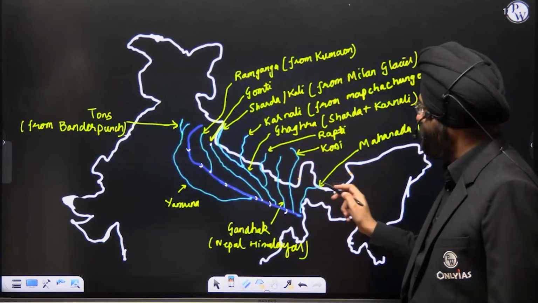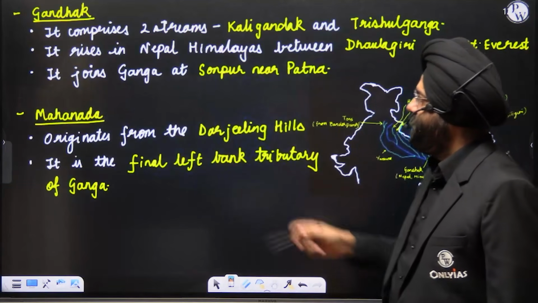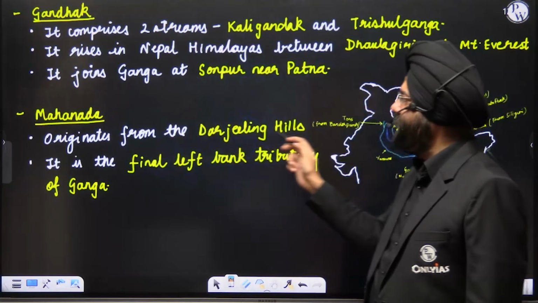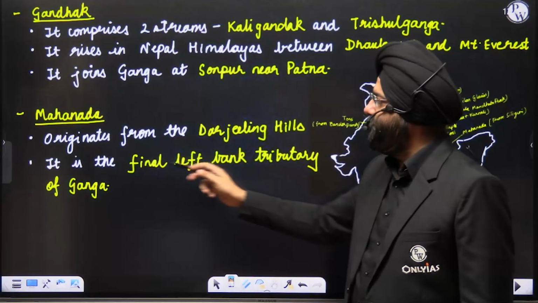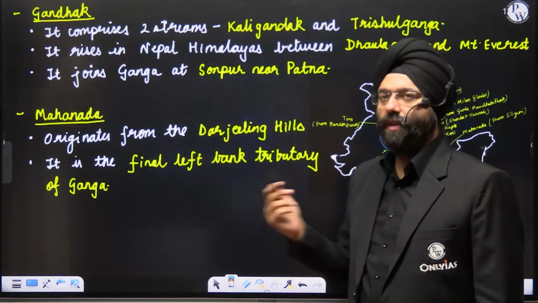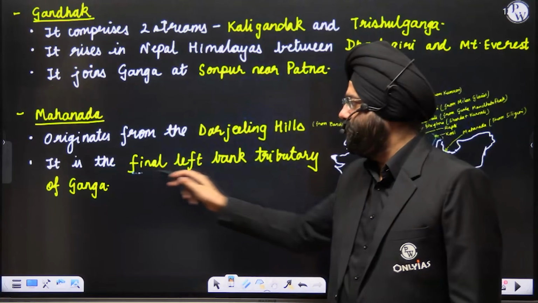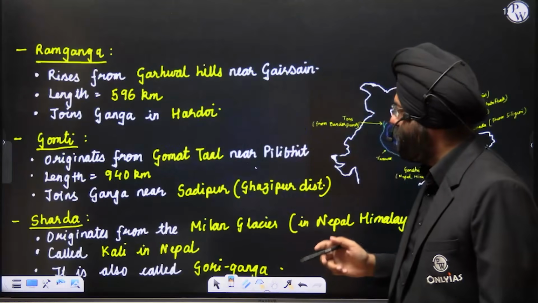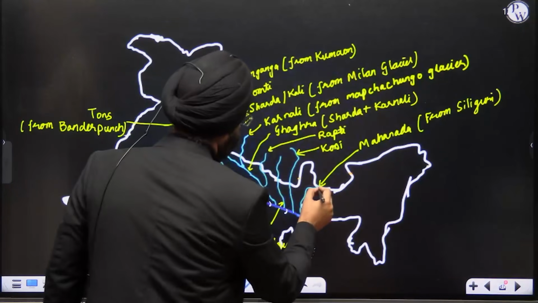Right. Last is Mahanada. Let's see Mahanada. Mahanada originates from the Darjeeling Hills. It is the final left bank tributary of Ganga. So this can be asked in your paper also. This is Mahanada.